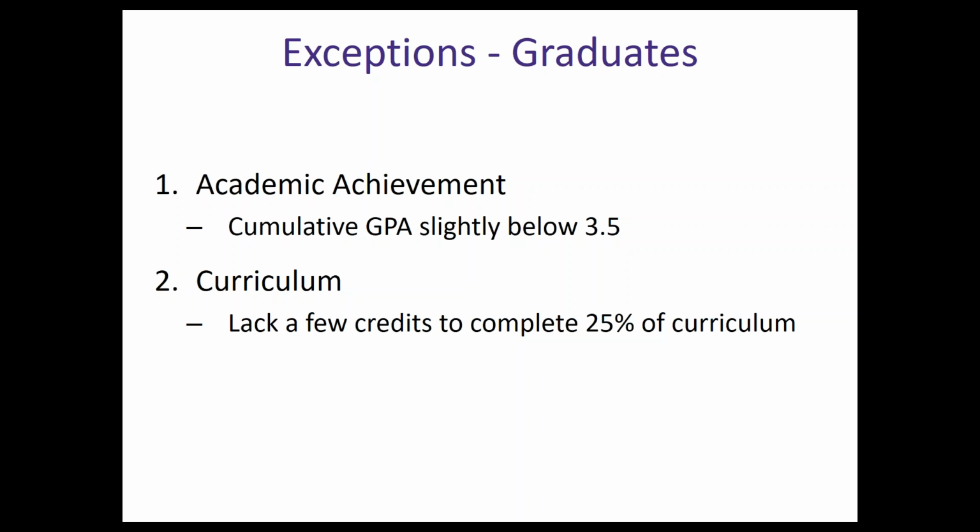The first is called academic achievement. If they have a cumulative GPA slightly below 3.5, you can invite an additional 10%. The second option is called curriculum, where you can invite an additional 10% of graduate students if they're just lacking a few credits of completing that 1/4 of the nursing curriculum.